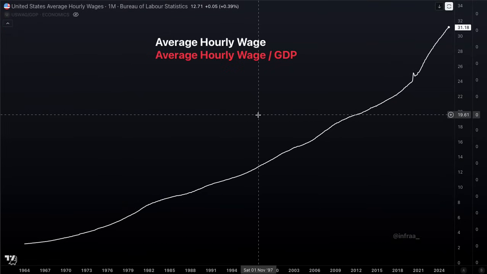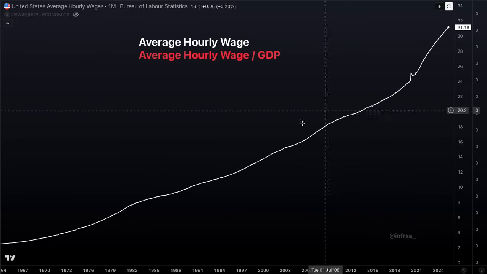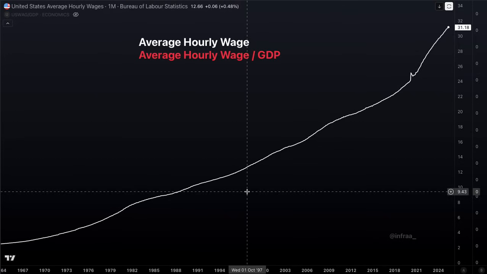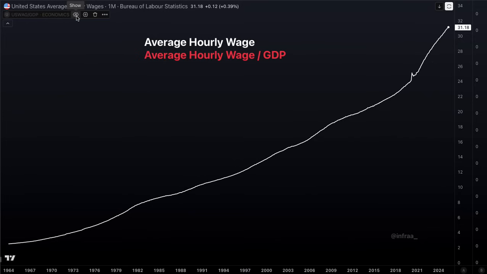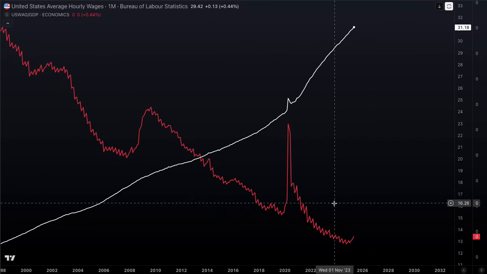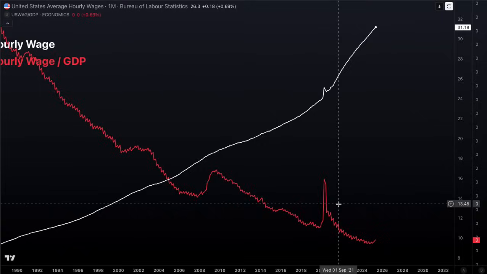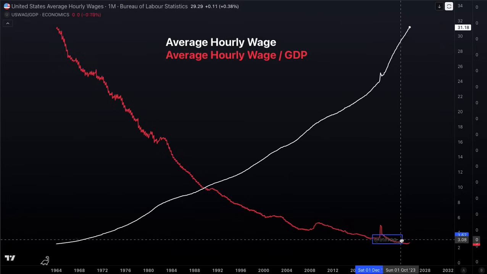Okay, so here's the average hourly wage. Here is what you will hear reported on the nightly news, this red number, this white line here. And it looks very, very strong, right? Wages are growing. Okay, this is great. Well, let's compare it to how fast the economy has grown. Let's take the average hourly wage and divide it by GDP. What do we get then? Oh, it's really bad. Oh, look, wages have been trailing GDP for like 70 years. This is what I'm talking about.